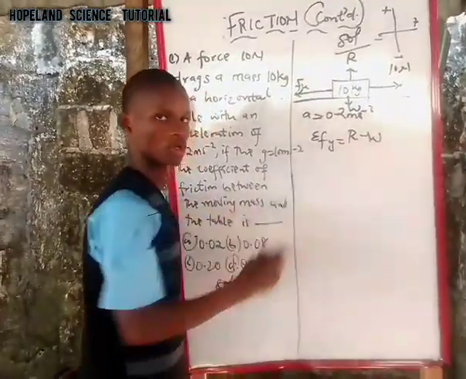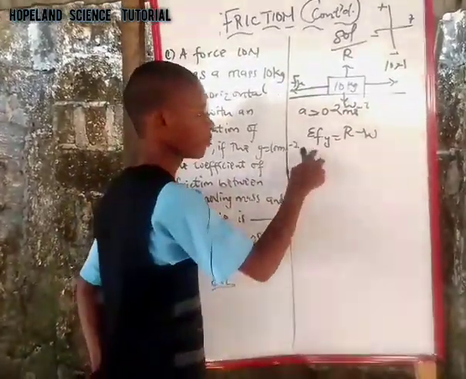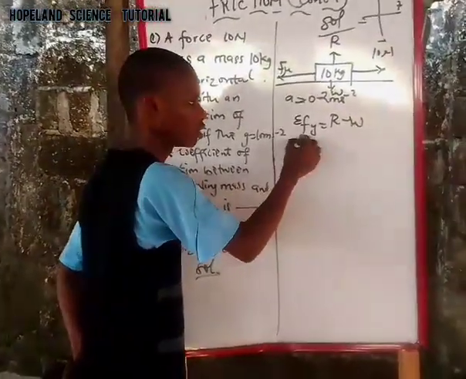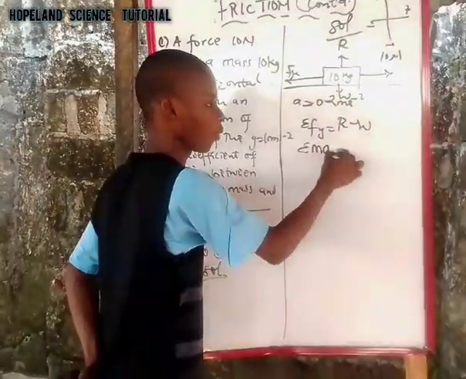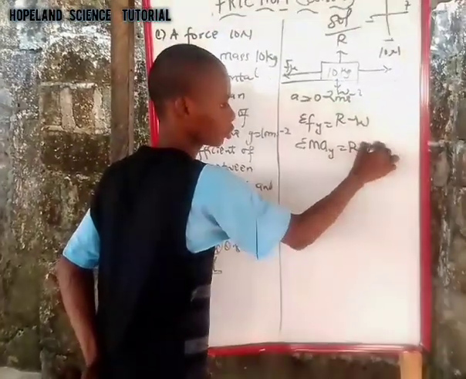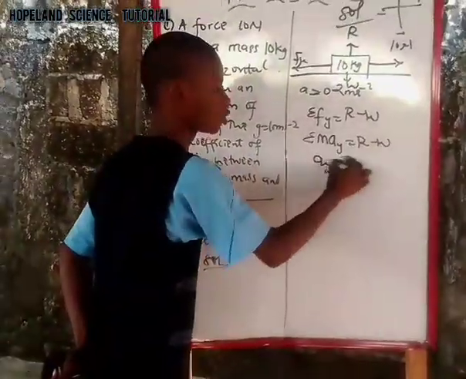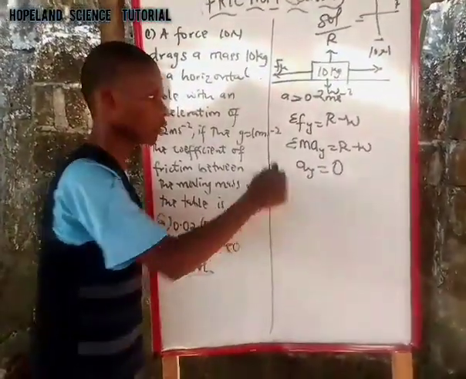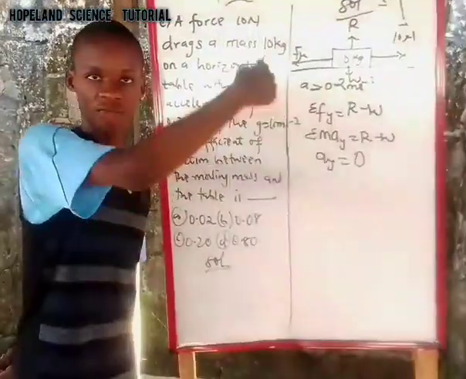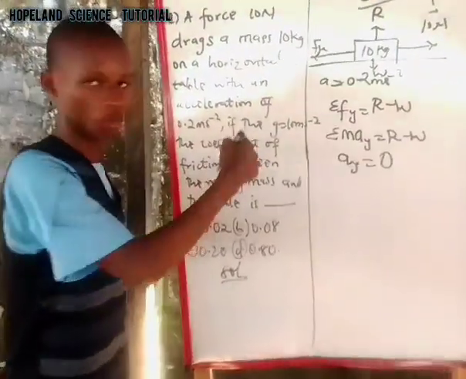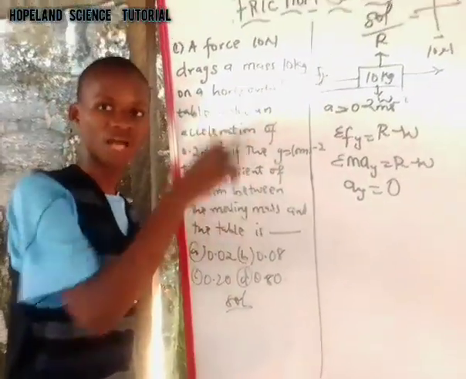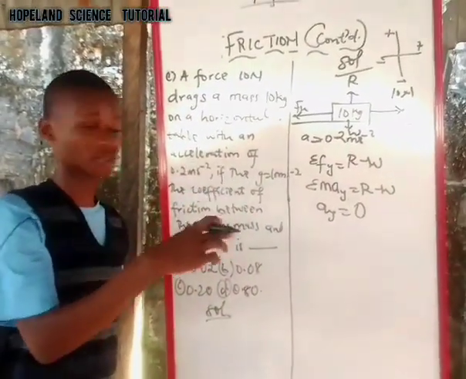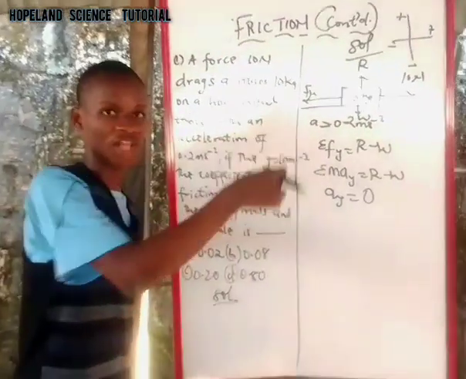So if we continue from there, remember that summation Fy, which is the summation of the forces in the vertical axis, will give us summation ma y, which equals R minus W. Now a will be equal to 0. That is, the acceleration in the vertical component will be equal to 0 because there was no movement vertically. Now we know that the body was moving, but was it moving vertically or horizontally? It was moving horizontally, right? So for that reason, the acceleration vertically is equal to 0.